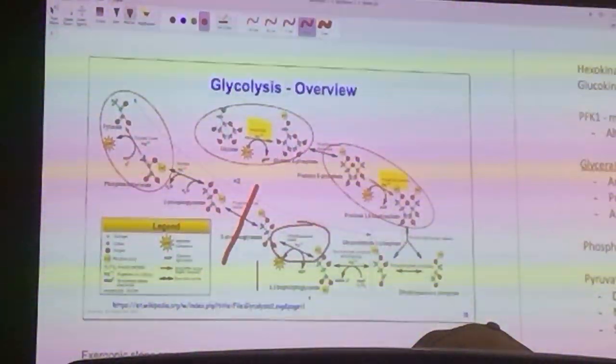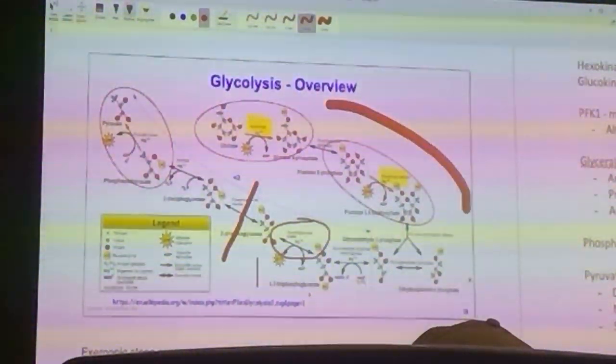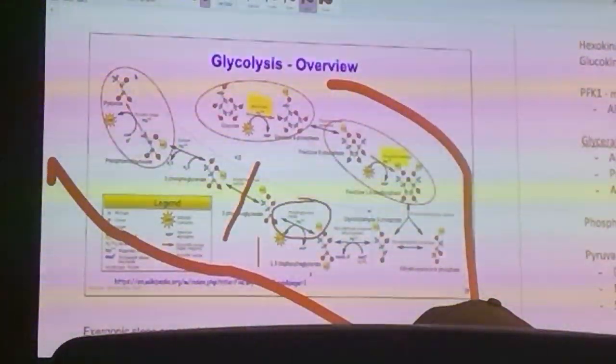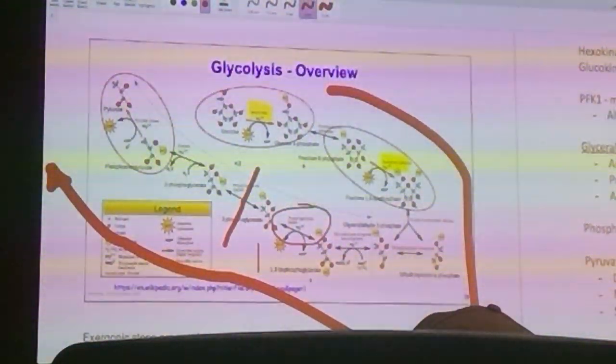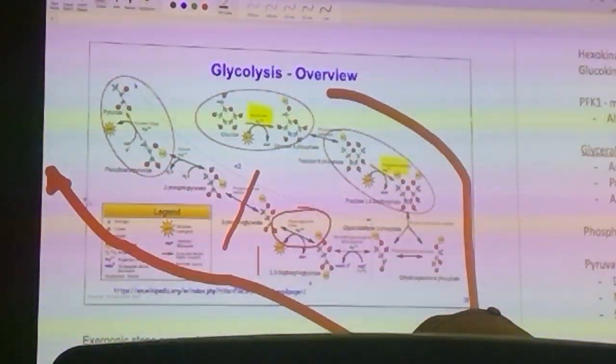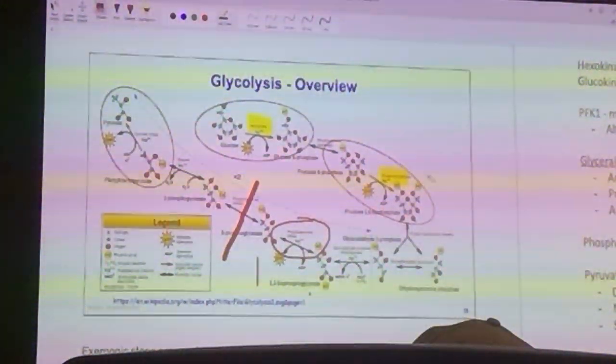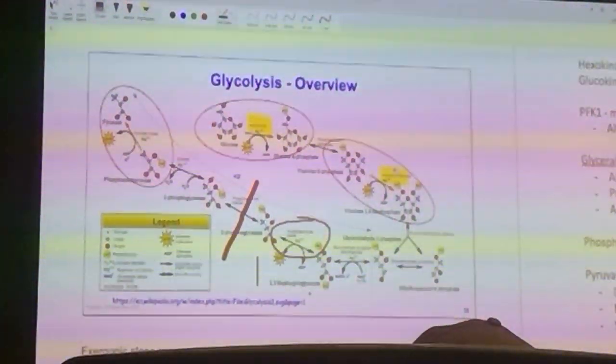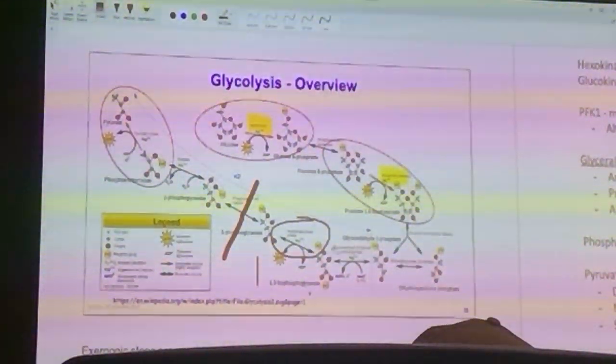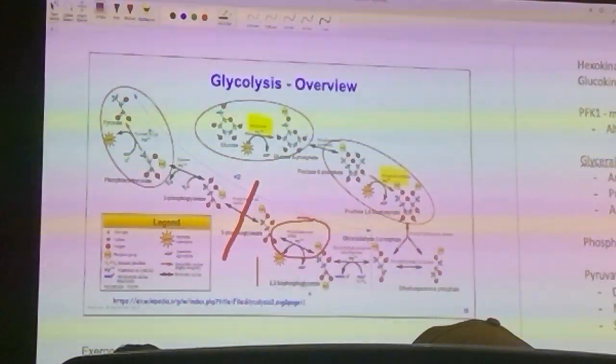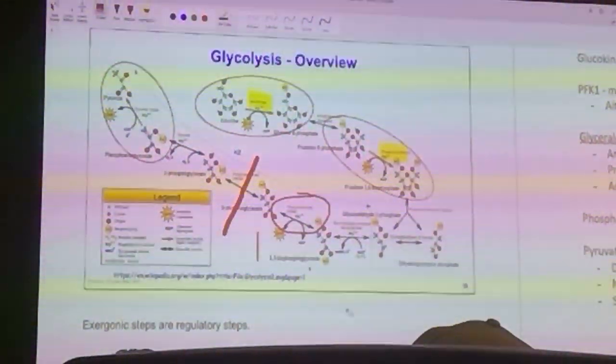And then for the actual pathway, I didn't learn the entire thing, I only learned the regulated steps. And the regulated steps are hexokinase/glucokinase, then PFK, then after that is phosphoglycerate kinase, and then pyruvate kinase. So I just remember those 4 in order.